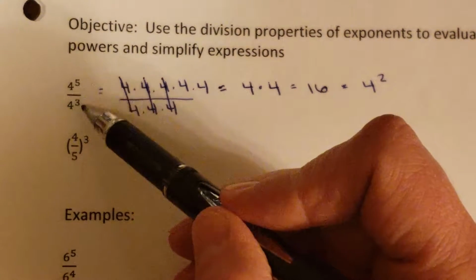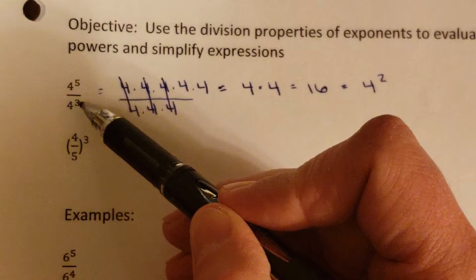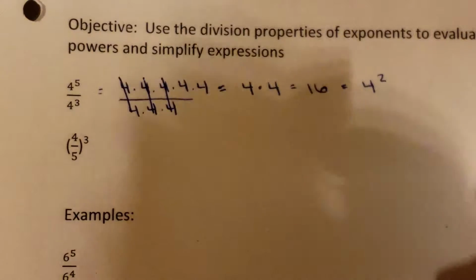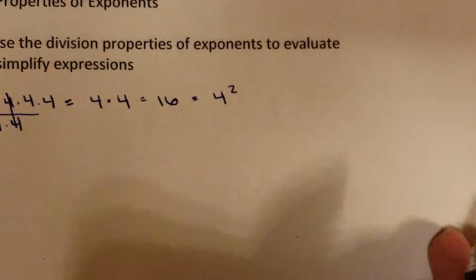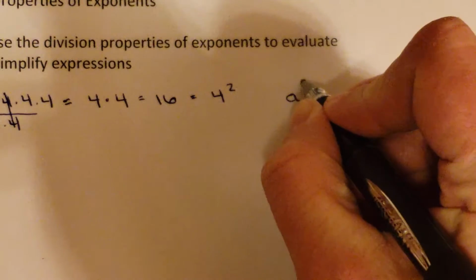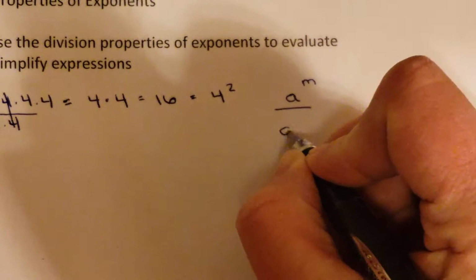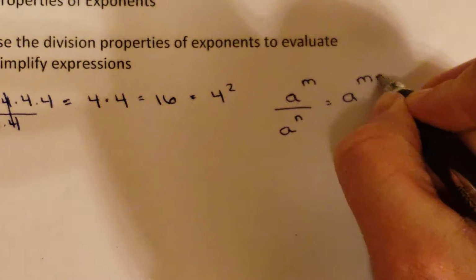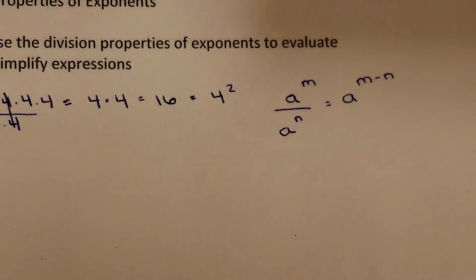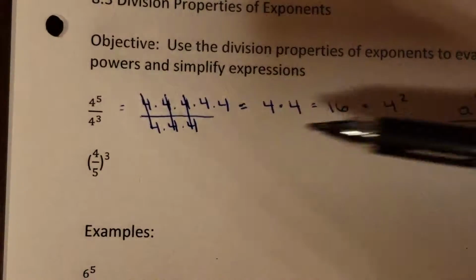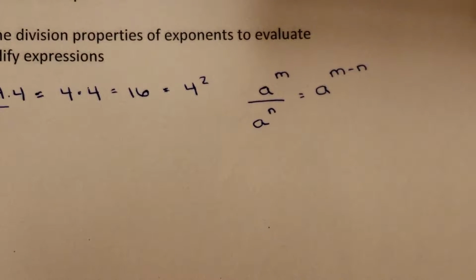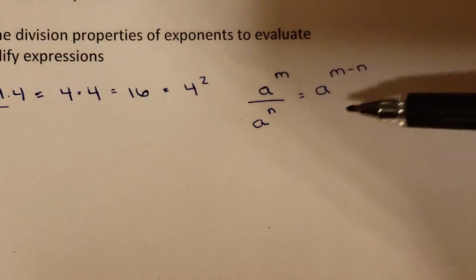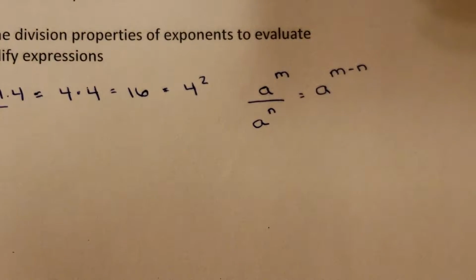Well, if you look at 5 and 3, if you subtract 3 from 5, 5 minus 3, that gives us 2. And this relates to the first rule that I would like to teach you. Any number to the power of m over that same number to the power of n is the same as a to the m minus n. So this only works if you have the same base. So for us this worked because I had the same base of 4. And it's not subtracting the smaller exponent from the bigger one. It's the top minus the bottom.